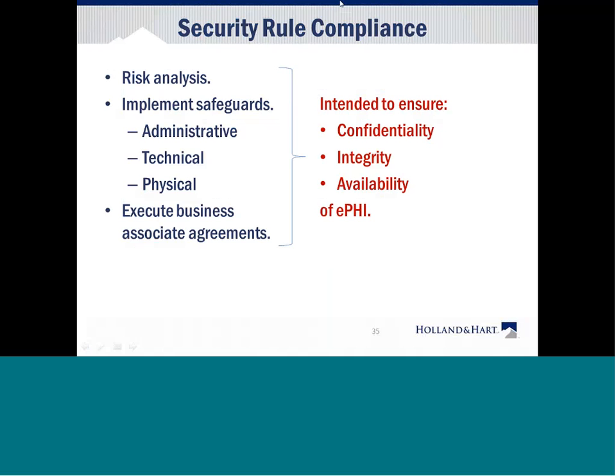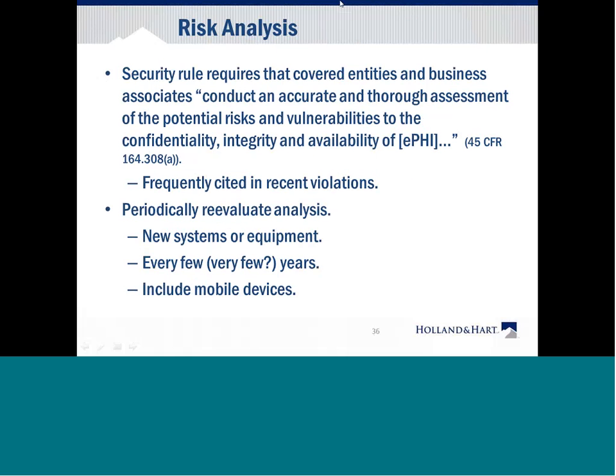In order to comply with the security rule, you generally have to do the following. You've got to conduct a risk analysis, and depending on the results of that, you've got to implement certain administrative, technical, and physical safeguards to protect your electronic protected health information, and you've got to execute business associate agreements for those entities with whom you are sharing your protected health information.